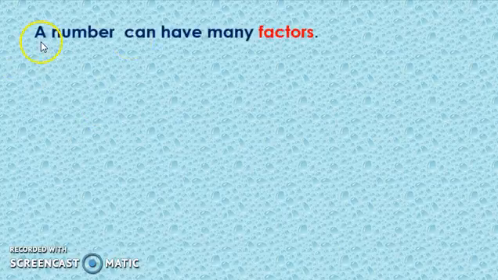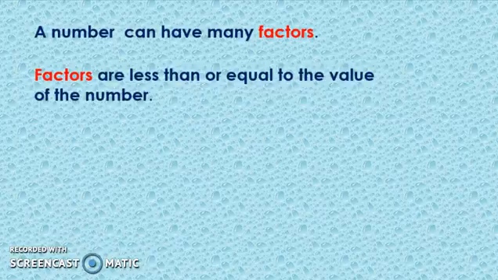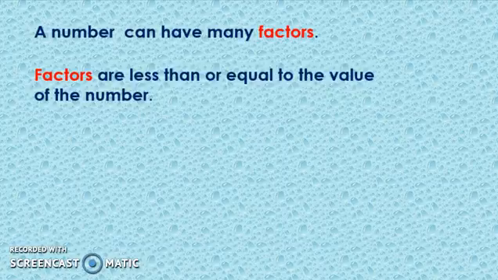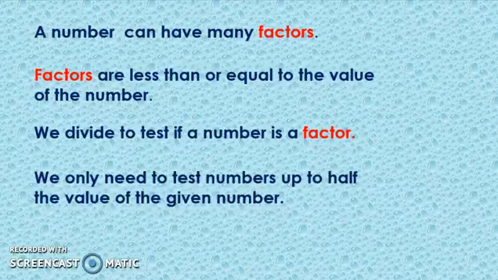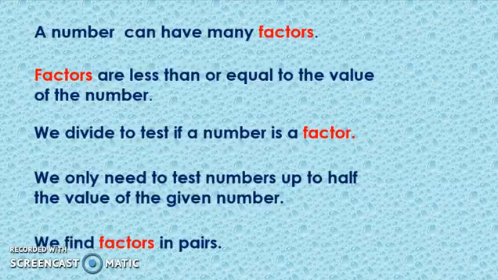Now, let's think about some of the things we know about factors. A number can have many factors. Factors are always less than or equal to the value of the number. We divide to test if a number is a factor. And we only need to test numbers up to half the value of the given number. And finally, we find factors in pairs.